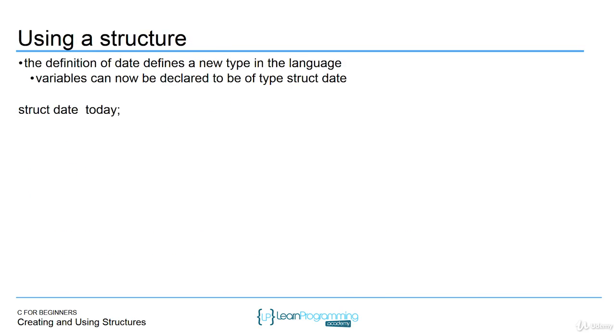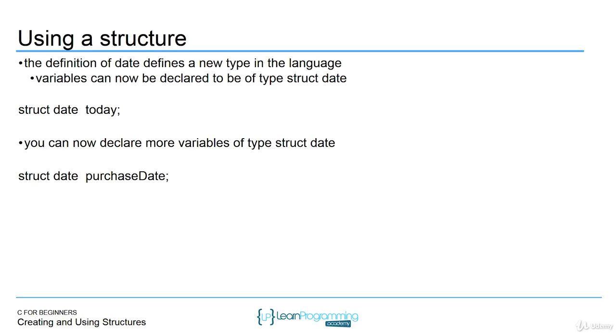Well, the definition of date defines a new type in the language. You can really think of it as another type, just like an int, a double, or a float, except this type you defined. You can almost think of it as an enum, except an enum only holds one value. This date structure can hold three values, but it is another data type. Variables can now be declared to be of type struct date.